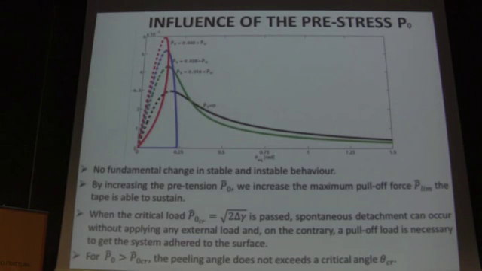Now, just a brief look at the influence of the press stress. We observe that there is no fundamental change in this difference between stability and instability, and we observe that by employing a press stress we are able to increase the limit force, but if we pass a critical value, what happens is that at very low values of the peeling angle we have to apply an external load to stabilize the system. And in any case, when the press stress passes the critical value, the peeling angle does not exceed a critical value.